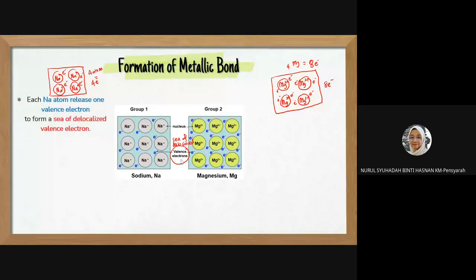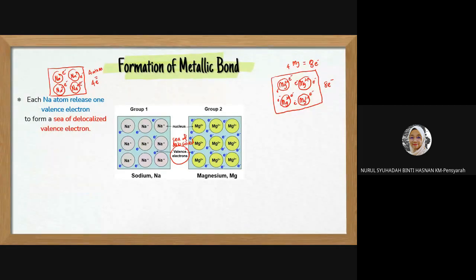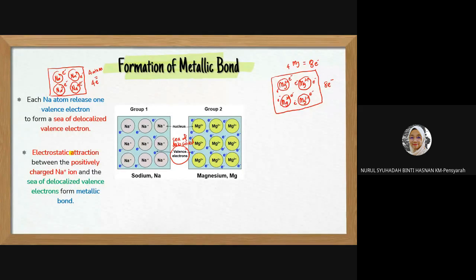So for the explanation, so kita akan kata each sodium atom release 1 valence electron to form a sea of delocalized valence electron. Okay, so the electrostatic attraction, macam yang saya bagi tahu tadi, term yang mesti digunakan dekat sini adalah, you need to use the word attraction dekat sini. Mesti ada perkataan attraction sebab it's between positive and negative charge. Okay, so electrostatic attraction between the positively charged Na+ ion and the sea of delocalized valence electron form metallic bond.